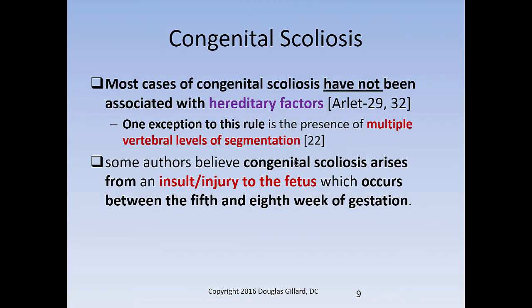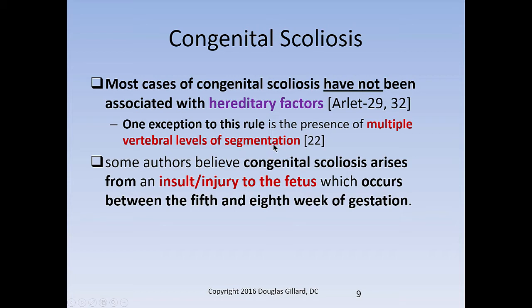Most cases of congenital scoliosis have not been associated with hereditary factors. So if you have one, your children may not develop this. We can't find genes for this thing. The exception to the rule is if you have multiple failures of segmentation, or multiple hemivertebrae, or failures of formation. I guess the specific study just looked at multiple vertebral levels of segmentation failure. So we'll talk about failure of segmentation.